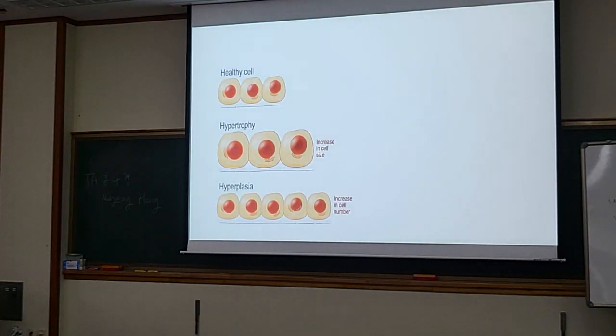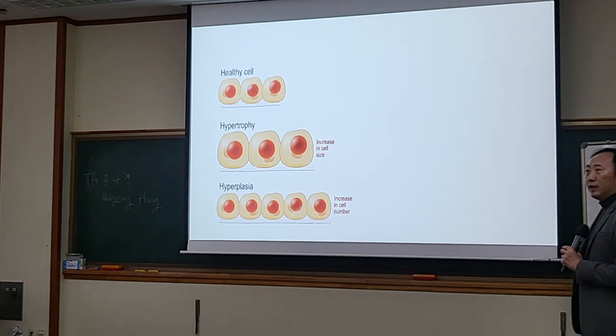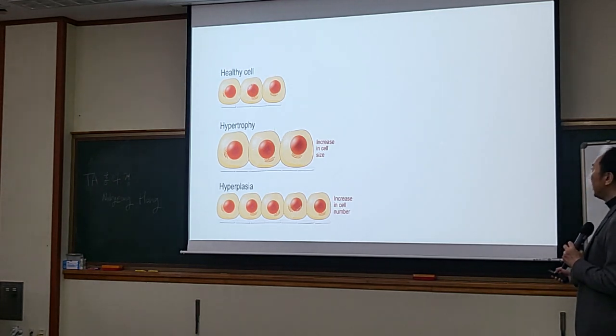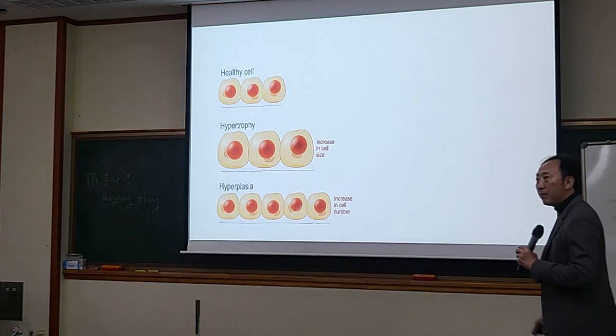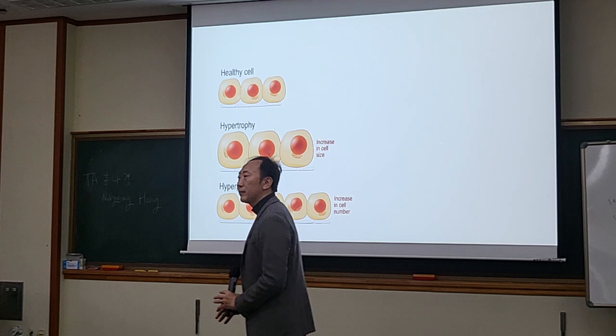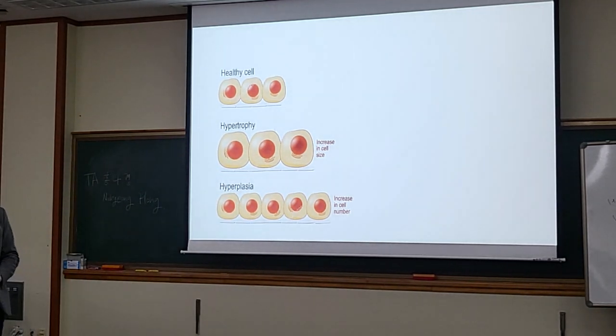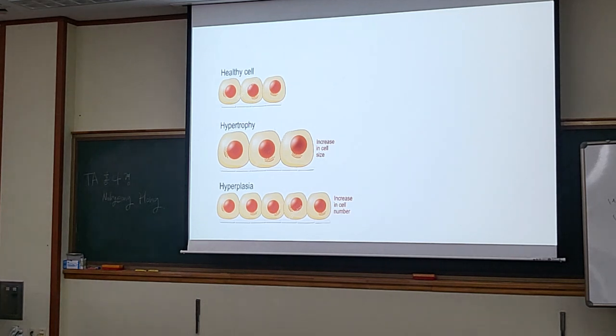Now, there are several forms, regular cells. If the cell is becoming bigger, in this case we call it hypertrophy. Hyper means a higher number. What is the opposite word for hyper? Hypo, H-Y-P-O, okay? Hypo, hypertrophy. If the number is increased, we call it hyperplasia. Size becoming bigger is hypertrophy.